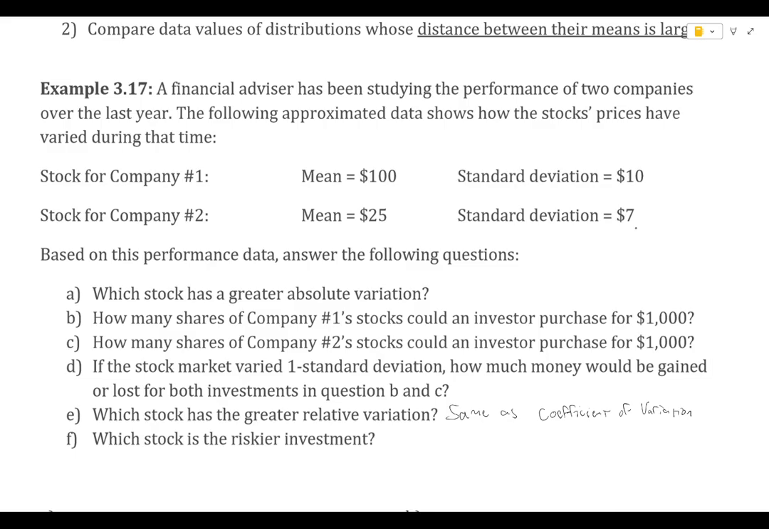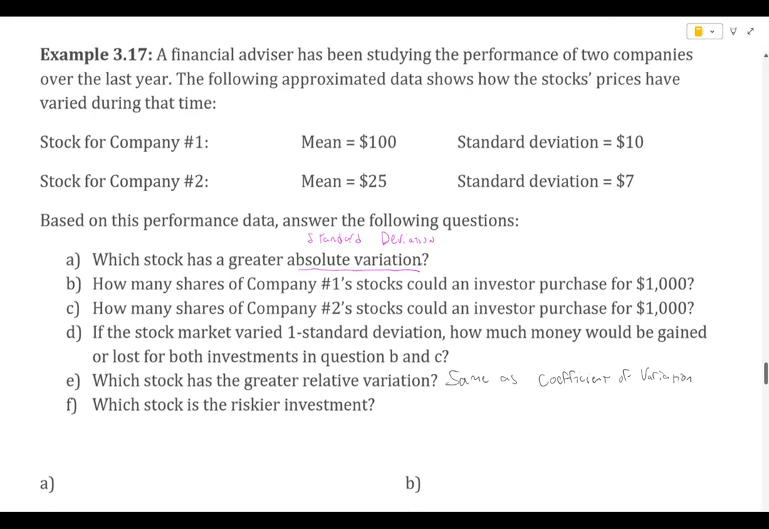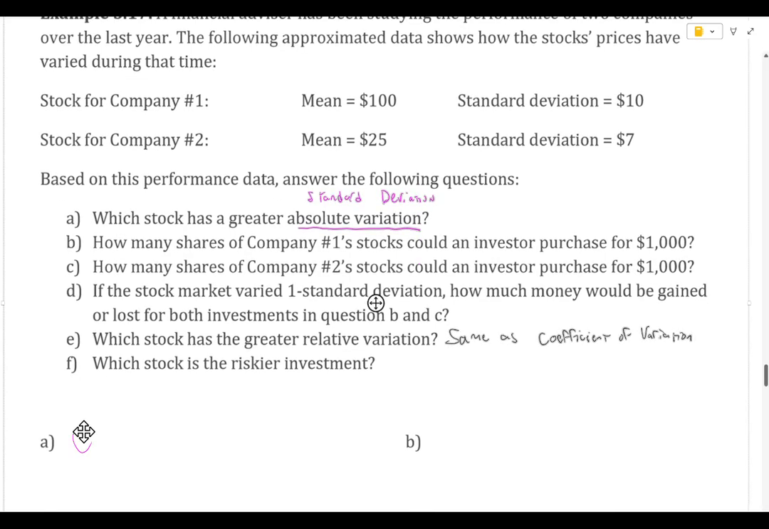Question A asks, which stock has a greater absolute variation? So when we're talking about the greater absolute variation, we're talking about the greater standard deviation. Again, the standard deviation is just the typical amount of change. So when we're trying to figure out how much these things vary, we're talking about the standard deviation. So stock for company number one has a larger standard deviation, so it has greater change overall.